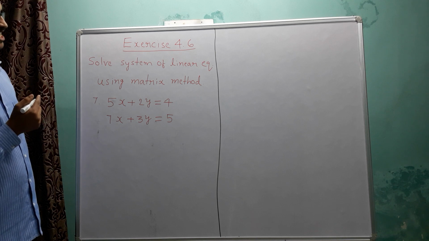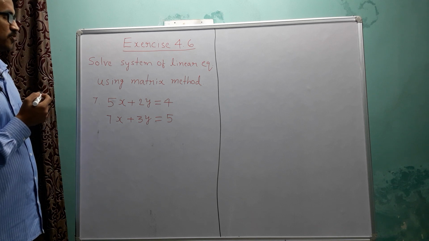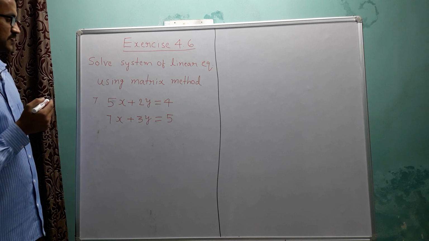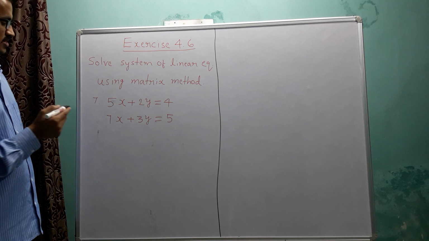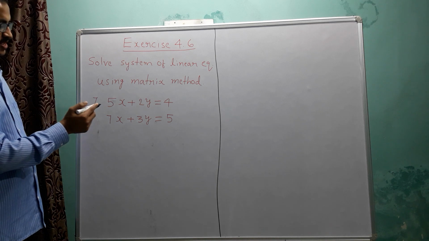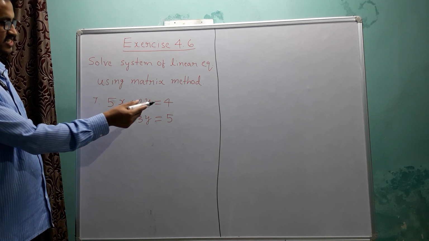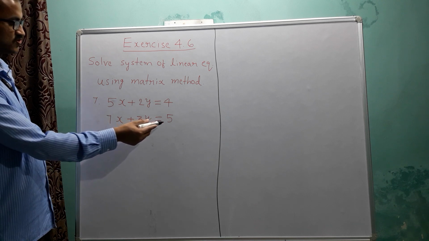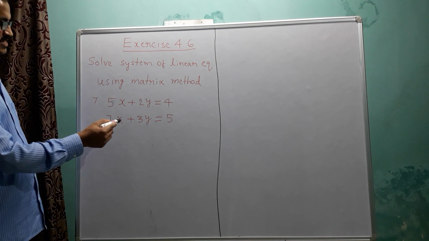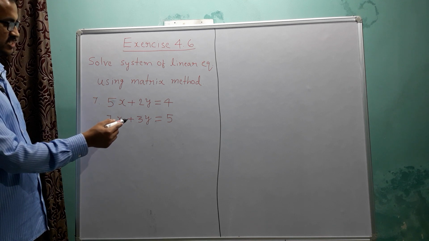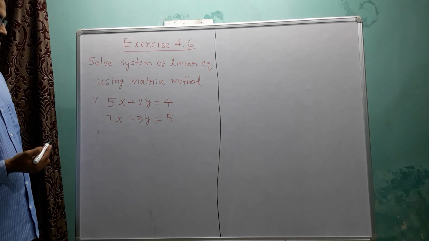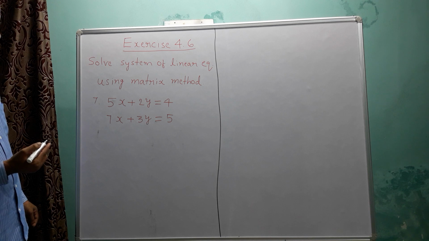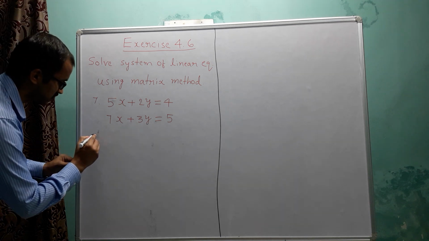So, chapter determinants, exercise 4.6, solve the system of linear equations using the matrix method. Question number 7: 5x + 2y = 4, 7x + 3y = 5. You have to solve this system of linear equations using the matrix method. So let us see how to solve this system of linear equations. Solution.